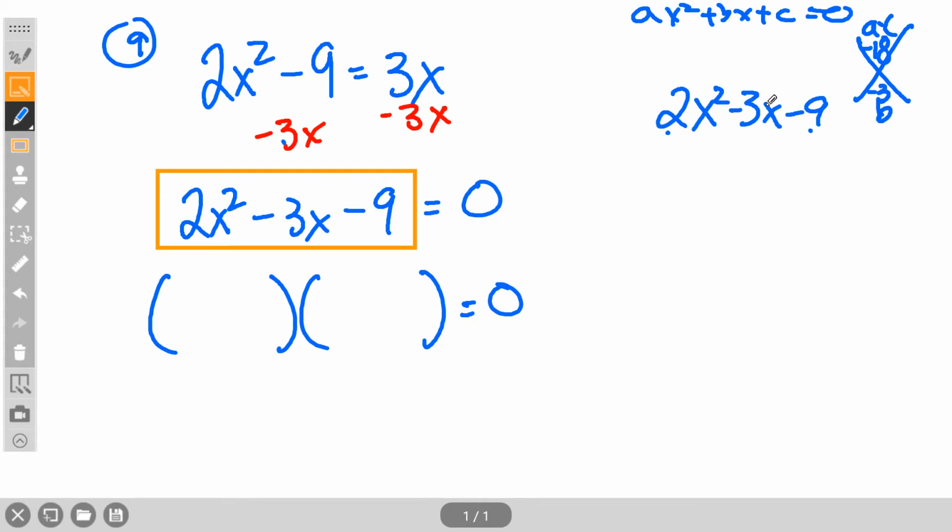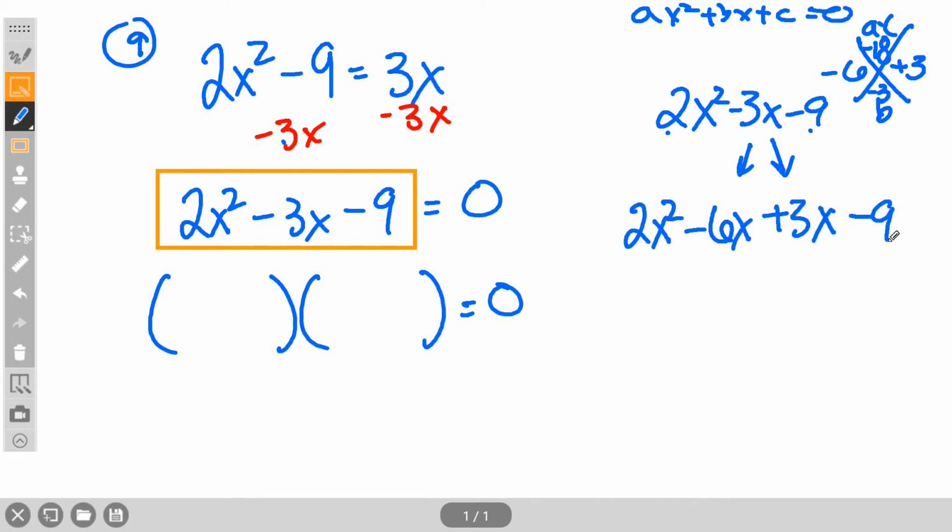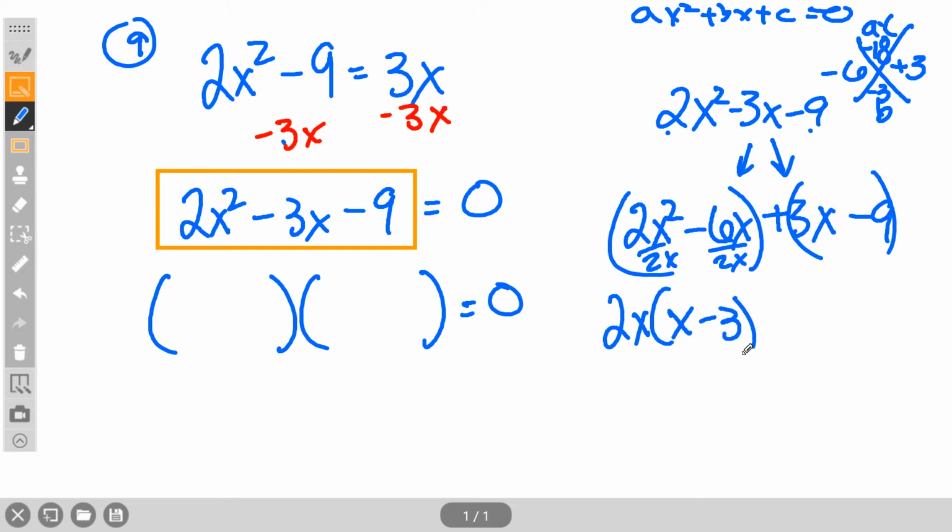So I'm looking for two numbers that multiply to -18 and add to -3, which is -6 and +3. That's going to let me split up this -3x. So I got 2x squared minus 6x plus 3x minus 9. I'm going to take the GCF out of each of these. So the GCF for the first group here is 2x. If I take out 2x, I'm left with x minus 3. The GCF of the second group is +3. If I take out 3, I'm left with x minus 3.